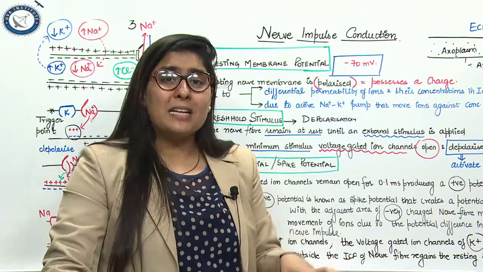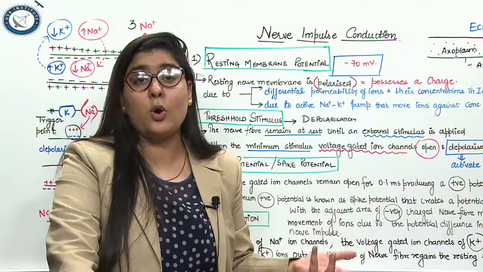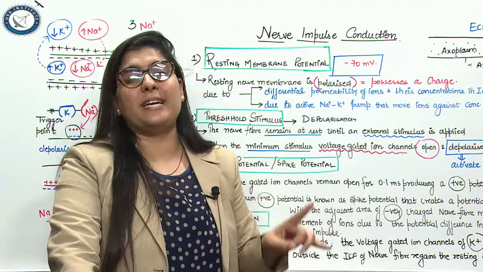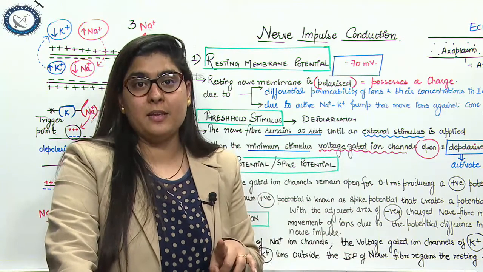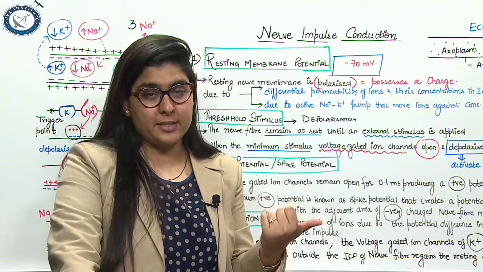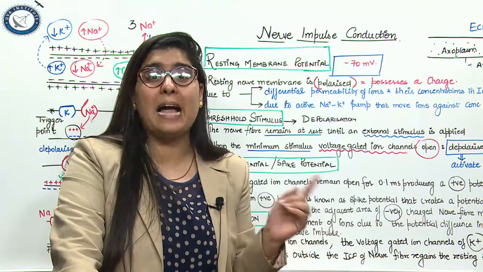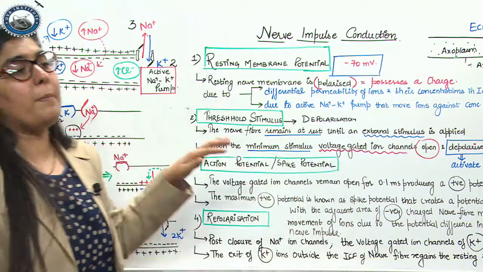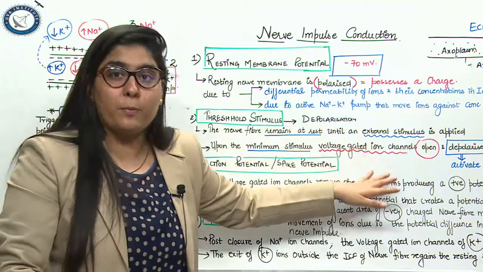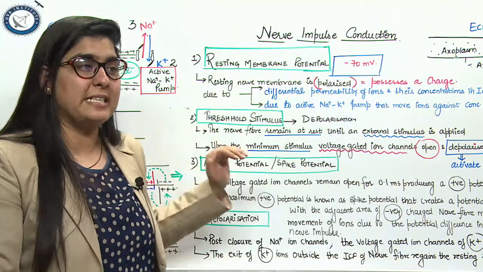Moving forward, once the voltage gated ion channels open, we need to decide which ones open. So upon the threshold stimulus, the sodium voltage gated ion channels open. And when they open, what is the direction of movement? Along the concentration gradient. Initially we have studied what is the concentration gradient of sodium. It is going to move the ions inside. So upon the threshold stimulus, the sodium gated ion channels open and the positively charged sodium moves inside.